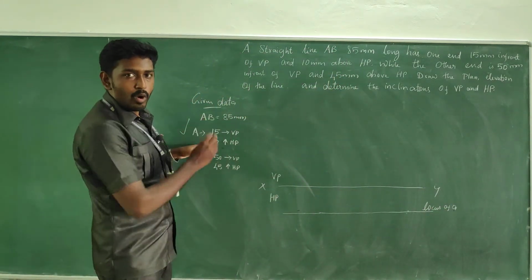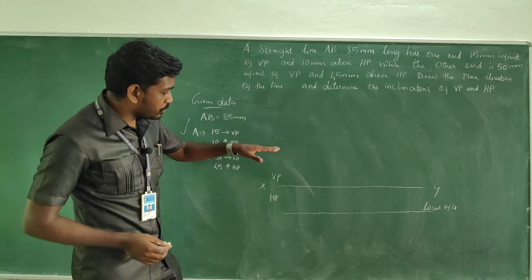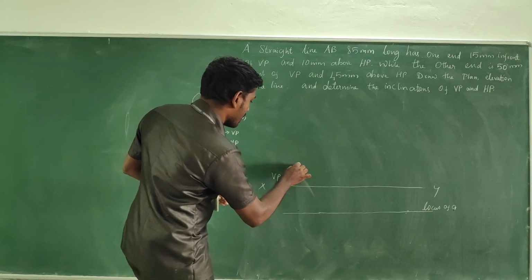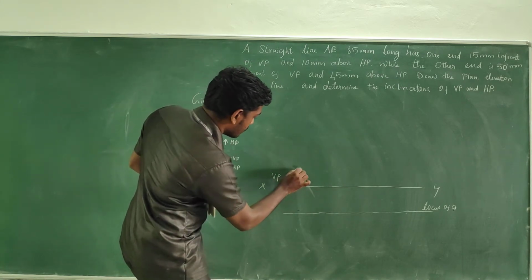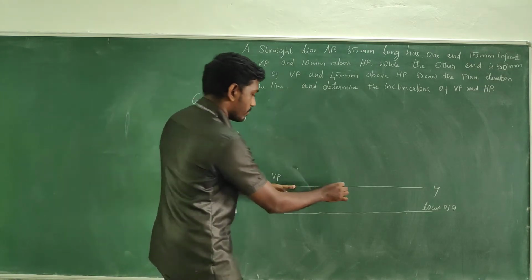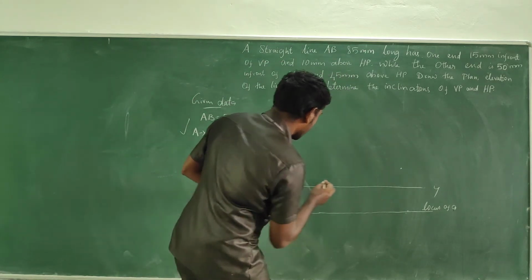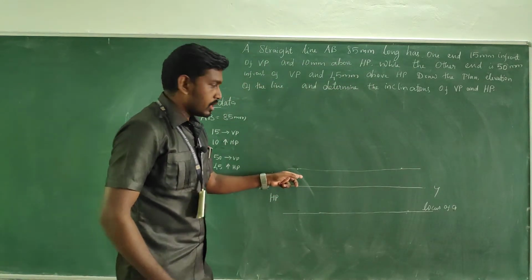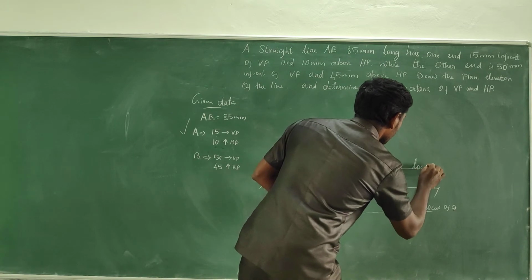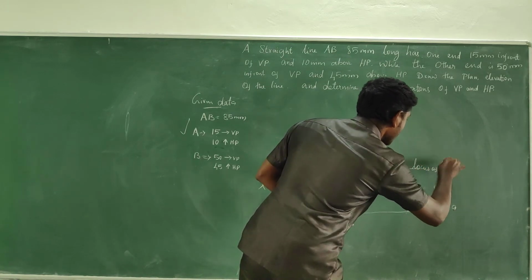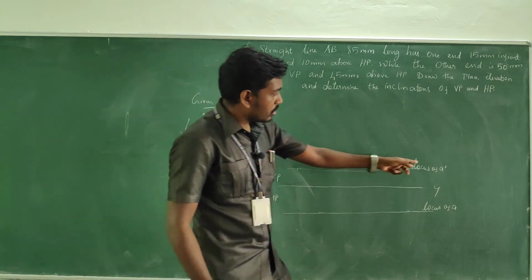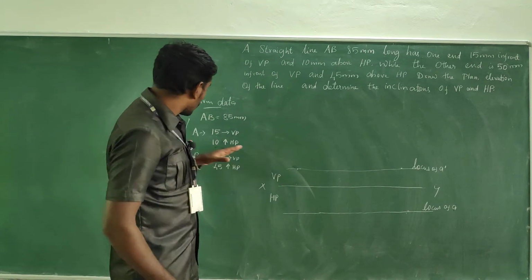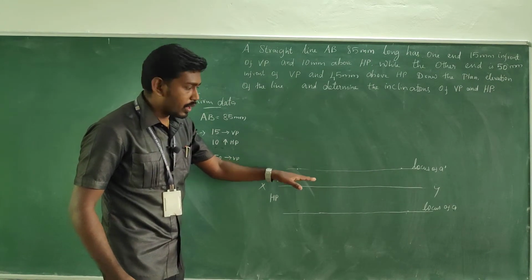Then 10 mm above HP, above in the sense it's captured above the reference line. So measure 10 mm by keeping your scale at 90 degrees to the reference line. Take a point and draw a horizontal line passing through it. So this is the locus of A dash, in the front view. So now the locus of A is specified in the front view as well as in the top view.